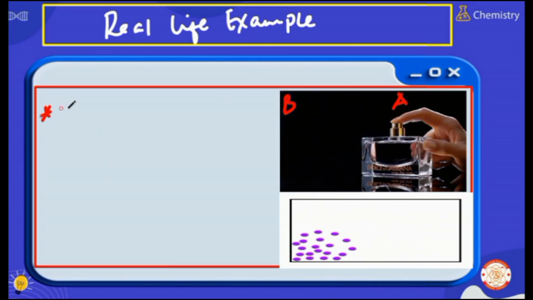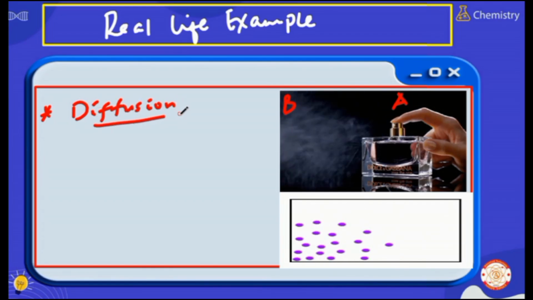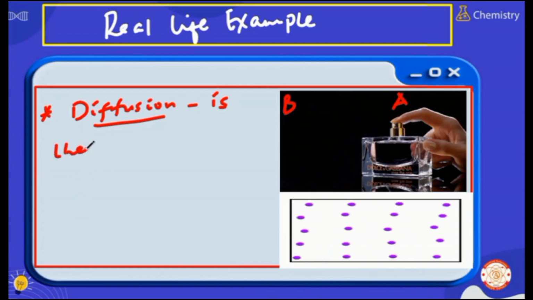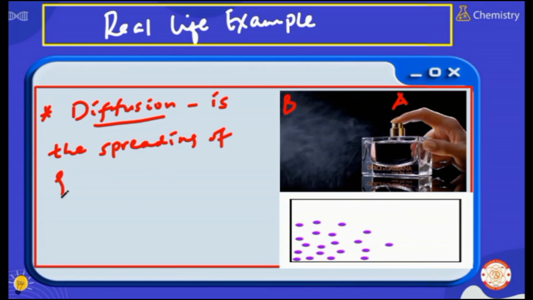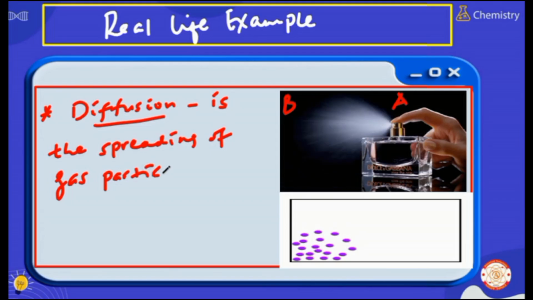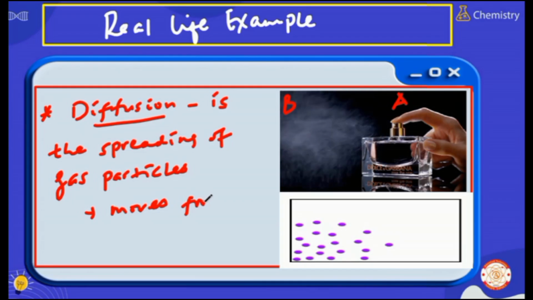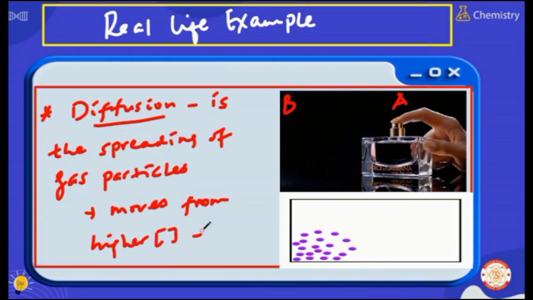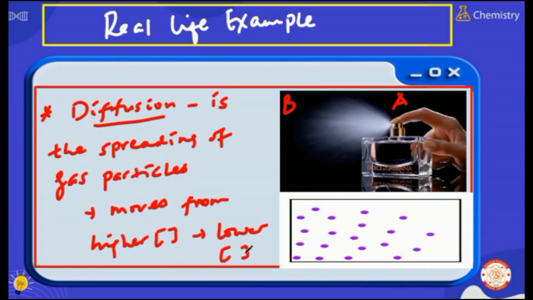Therefore, diffusion is defined as the spreading of gas particles, and it moves from high concentration to lower concentration.